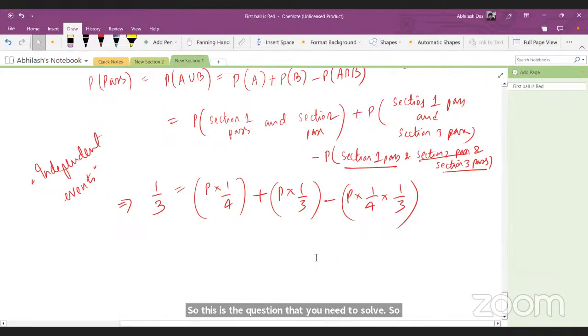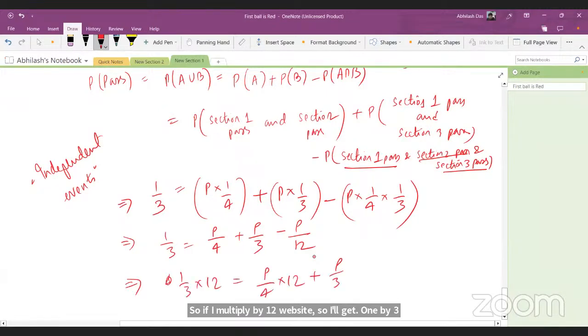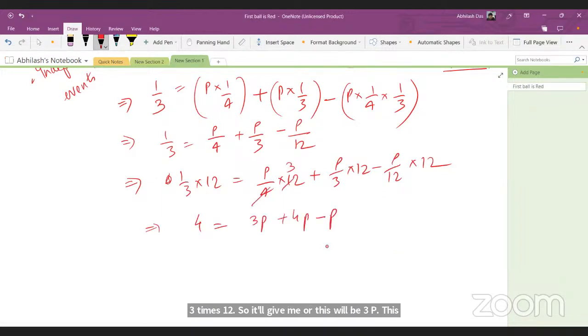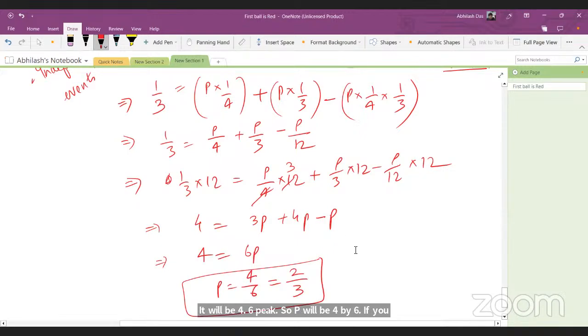So from here, if you solve, how much will you get? So 1/3, this is P/4, this is P/3, this is P/12. If I multiply by 12 on both sides, I'll get 1/3 times 12, P/4 times 12, P/3 times 12, P/12 times 12. So it will give me 4. This will be 3P. This will be 4P minus P. It will be 4, 6P. So P will be 4 by 6. If you simplify it, it will be 2 by 3. So this is the value of P. How many of you got this?